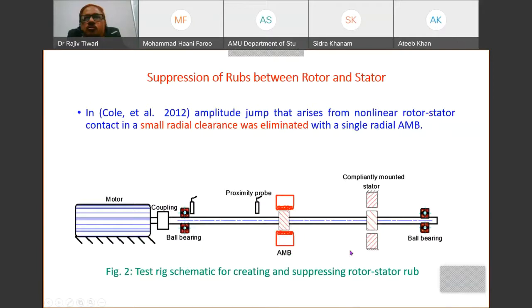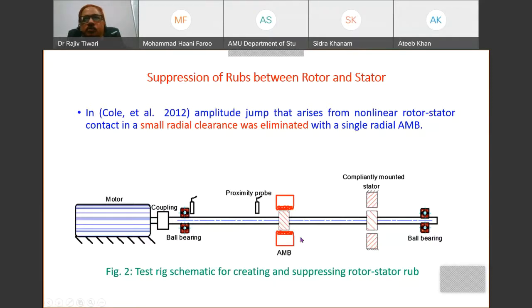So you can see there is a rotor, and there is a stator. Generally, casing will be there in any rotating machinery. So the rotor, like blades or turbine blades, may touch the stator if excessive vibration is there. So here they demonstrated that if we use AMB and through proper control of that, we can avoid such dangerous contact of the blade with the stator.